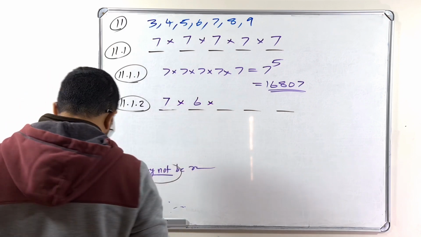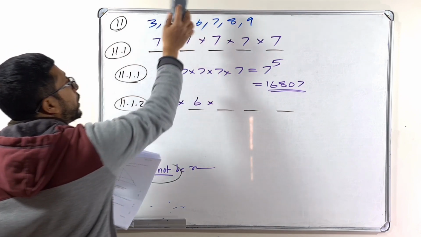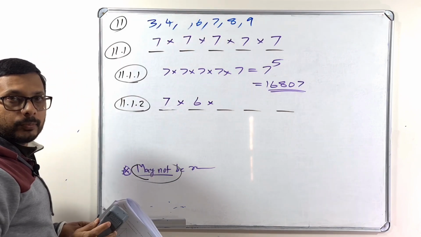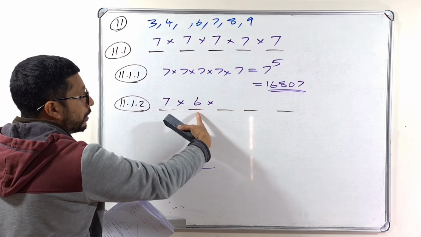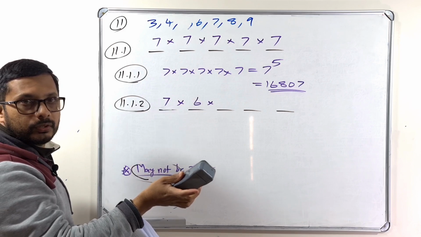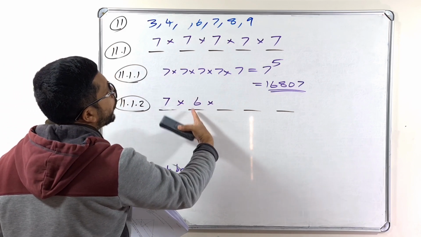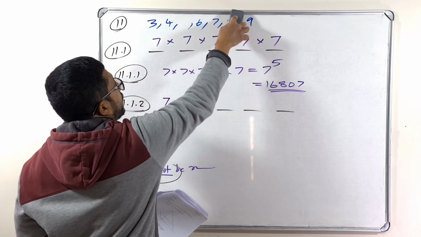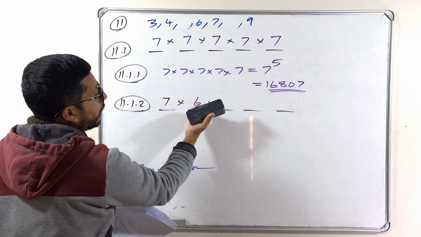Then how many options do I have for the next one? Look at this. For the first position I took, assume, 5. I'm just giving an example. So that 5 is out. Now for this position I'm going to take 8. So how many options? Here I have 6 options.